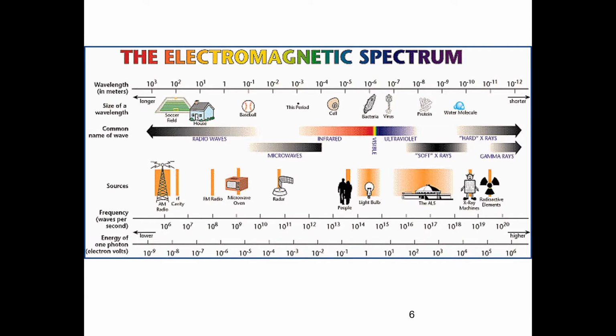As we move from right to left, we're going from radio waves to microwaves to infrared to visible light, and that's the portion that we're interested in this unit, ultraviolet, X-rays, here and here, and gamma rays. Okay. The wavelength, shown at the top, wavelength in meters, this is 10 to the 3, which would be 1,000, 100, 10, 1, 1/10, 100th, and so forth.